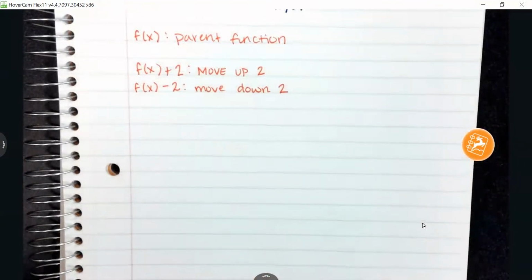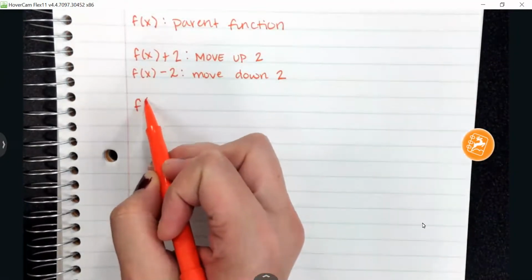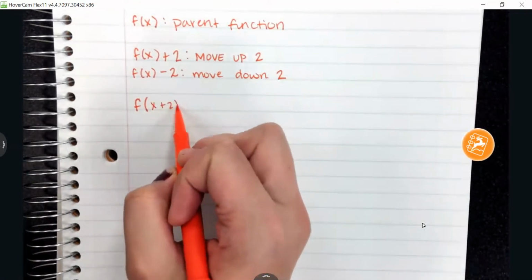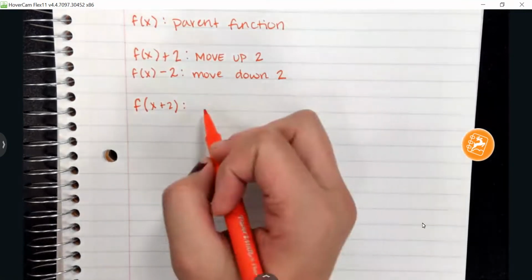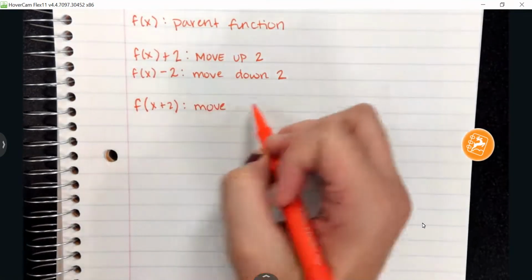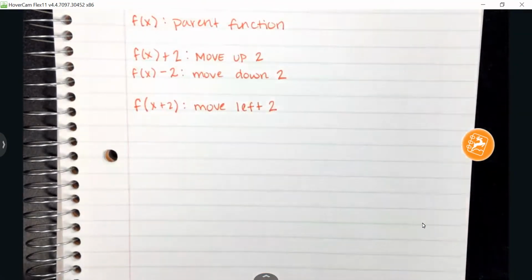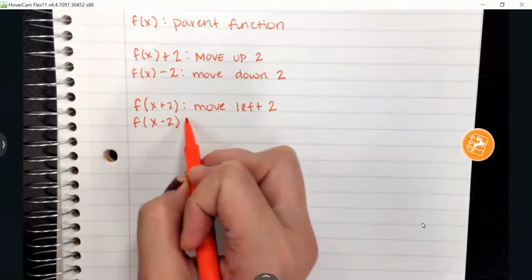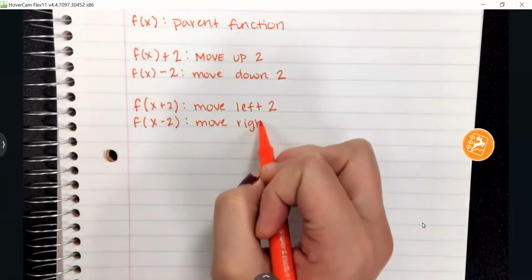So now, what if I have f of x plus 2, where my plus 2 is inside my function? Oh, we got controversy. One says right and one says left. This actually means it moves left 2, and I'll tell you why in just a minute, okay? If I have f of x minus 2, it moves to the right 2.